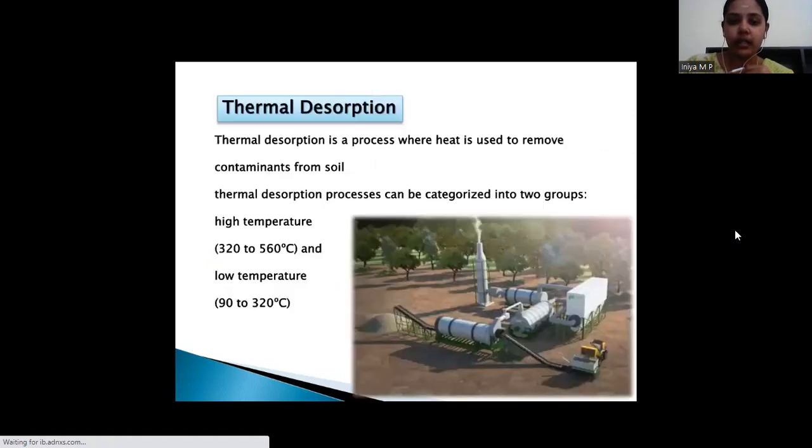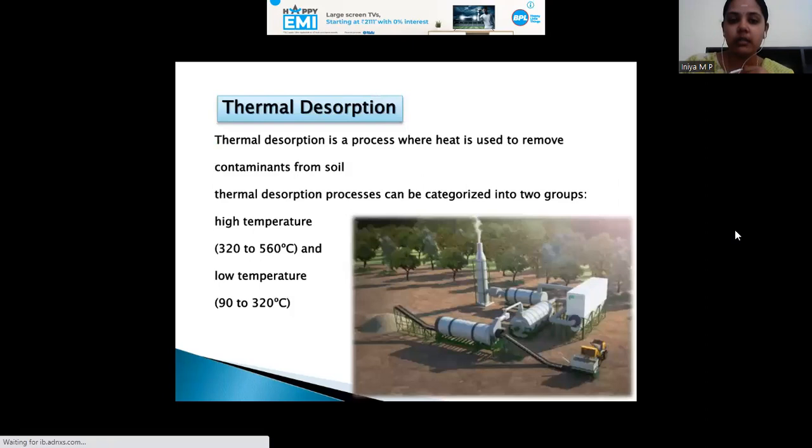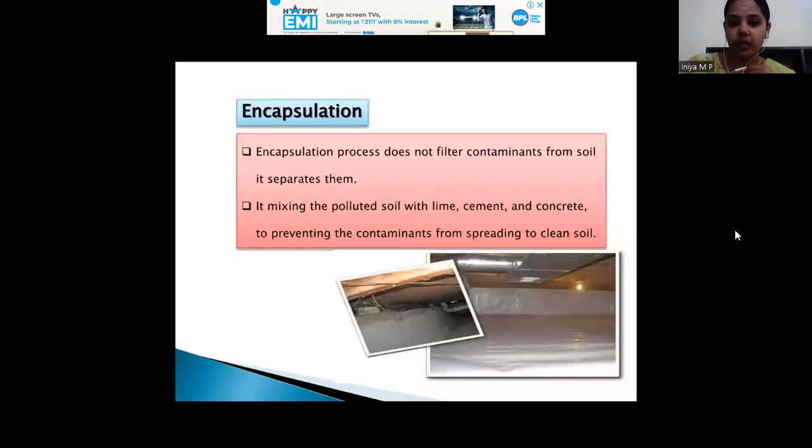Then thermal desorption. Thermal desorption is a process where heat is used to remove contaminants from soil. The thermal desorption process can be categorized into two groups, high temperature and low temperature. The high temperature ranges from 320 to 560 degrees Celsius and lower temperature ranges from 90 to 320 degrees Celsius.